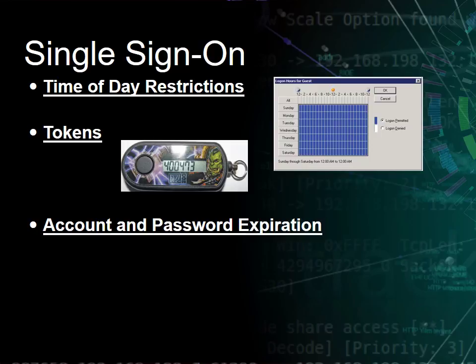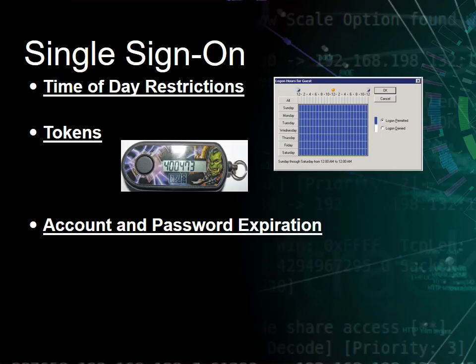Then there's tokens. This is an example on the slide of a token where every minute the number on there changes, and it's synchronized with a server on your network and with the person's specific account. So only the token and the server know what the next number should be. Every minute that number changes, and when a person goes to log in and puts in a username and password or username and PIN, it then asks for whatever the value is in the token, and if it matches what the server is expecting the number to be, then that person would have access at that time.